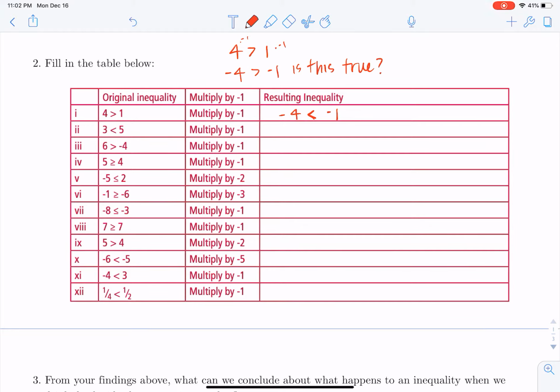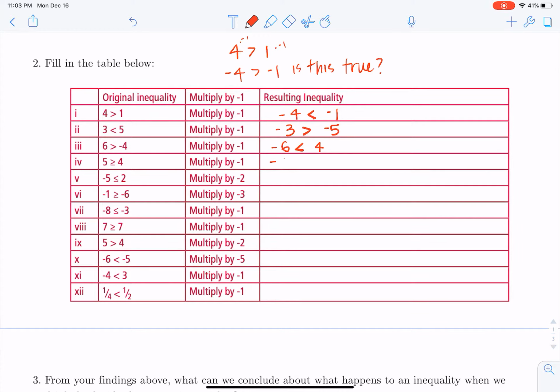Looking here, when I multiply both sides by -1, I end up getting -3 and -5, and an appropriate inequality symbol in between those two numbers would be that -3 is larger than -5. 6 is greater than -4. This would give me -6 if I multiply by -1 and +4. +4 is greater than -6.